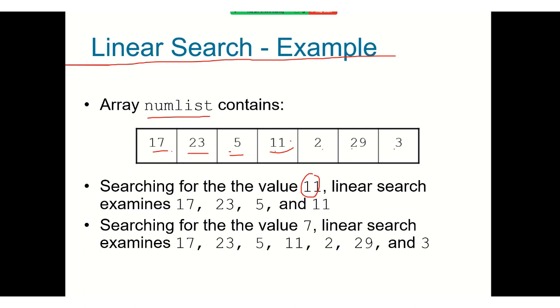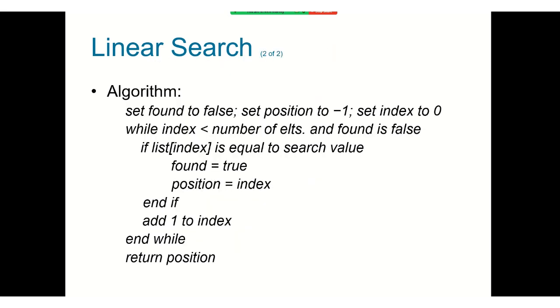But then suppose it wants to find 7. Is 7 a part of this array? The answer is no, right? So the linear search will examine all the elements of the array, and the search will be exhausted, and it will say that yes, we searched it, we didn't find this element. So that's basically the essence of our linear search.